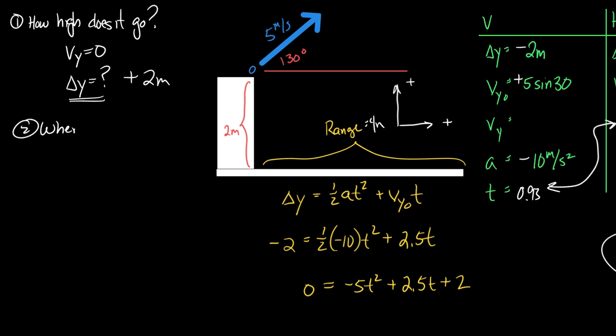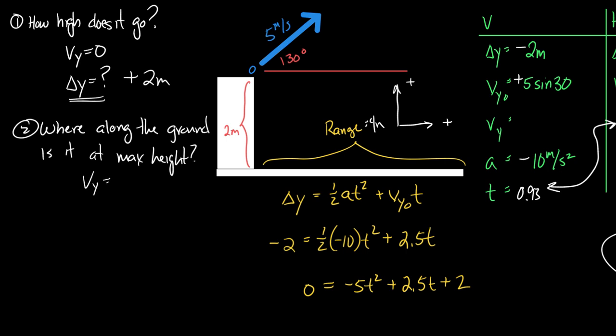How about where along the ground? Where along the ground is it when it's at maximum height? Similar question, right? In this one, we're still going to set Vy equal to 0. This time we're going to solve for t. We will not put anything in for delta y. But we'll find the time, and then from here, find the range. There's lots of other things too. So let me make sure you understand that this is not an exhaustive list.